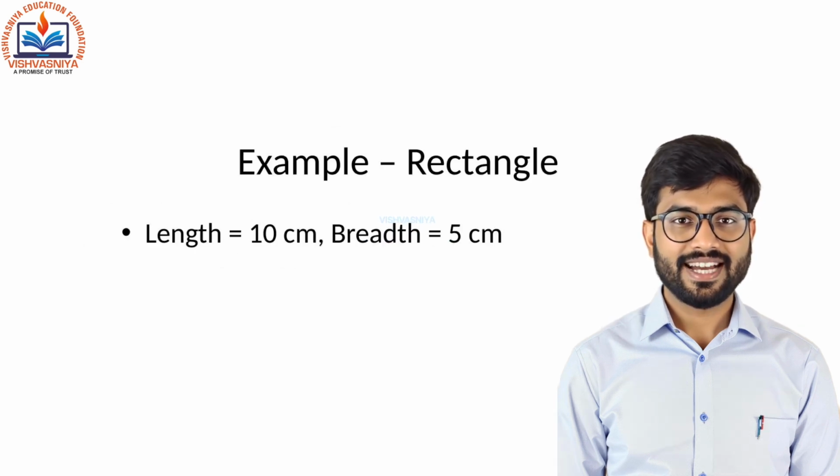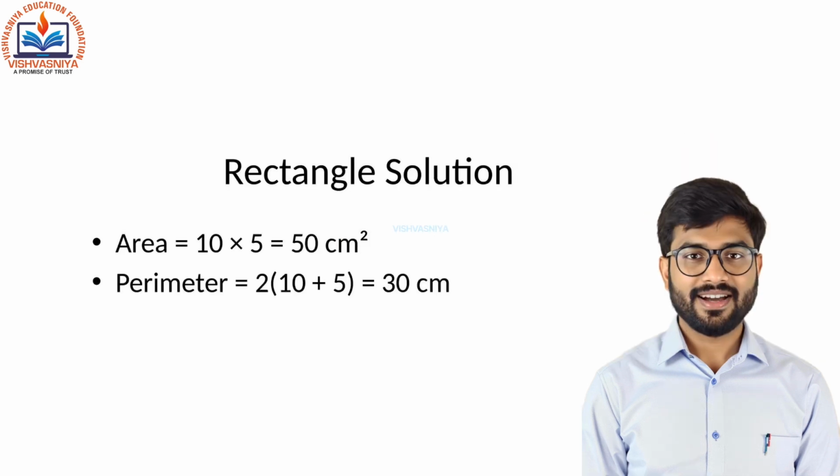Let's start with a rectangle. Suppose length is equal to 10 centimeters and breadth is equal to 5 centimeters. Area is equal to length times breadth is equal to 10 times 5 equals 50 square centimeters. Perimeter is equal to 2 times (length plus breadth) is equal to 2 times (10 plus 5) is equal to 30 centimeters. This is how area and perimeter formulas work together.